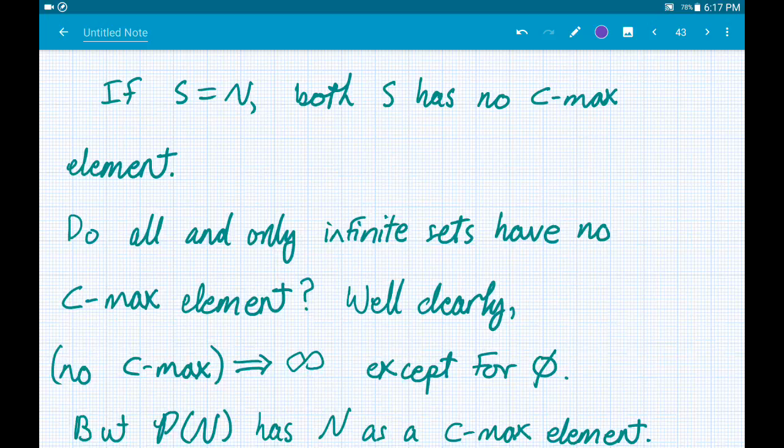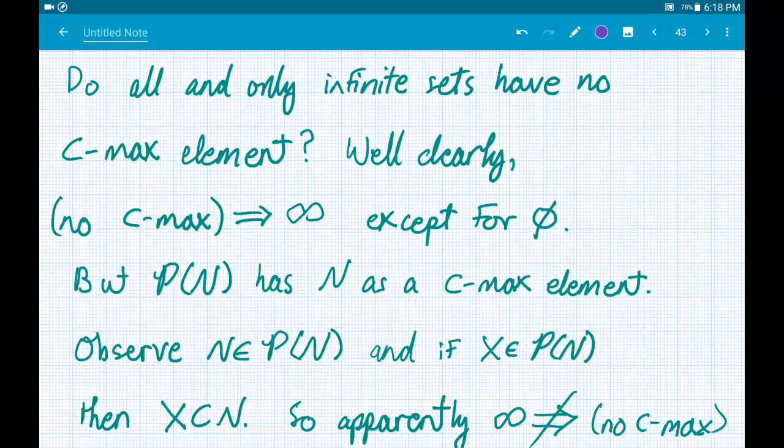Let's think a little bit more about these concepts with infinite examples. So suppose that the set S is equal to N, and in this case, S has no submax element. We could always add one, and that set would be in N, and it would also contain whatever element you chose. So one question to ask and think about briefly before getting into the exercises: do all and only infinite sets have no submax element?